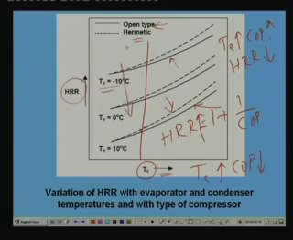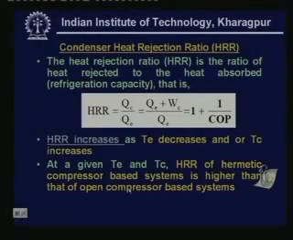The reason is that in a hermetic type of compressor, heat rejection also takes place from the motor as well as the compressor. So as a result, the total amount of heat to be rejected in the condenser will be higher than that of an open type of condenser. This is also the reason why hermetic type of compressor based systems give you lower COP. So that is what is mentioned here. At a given TE and TC, the heat rejection ratio of hermetic compressor based systems is higher than that of open compressor based systems.